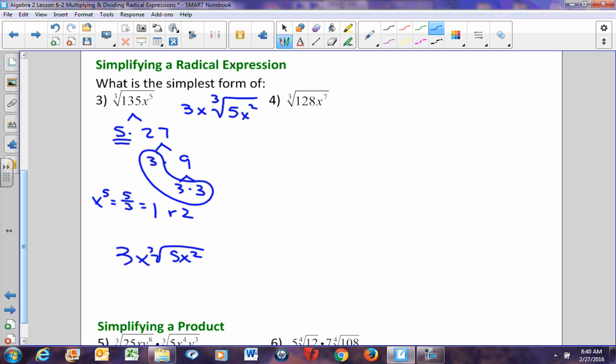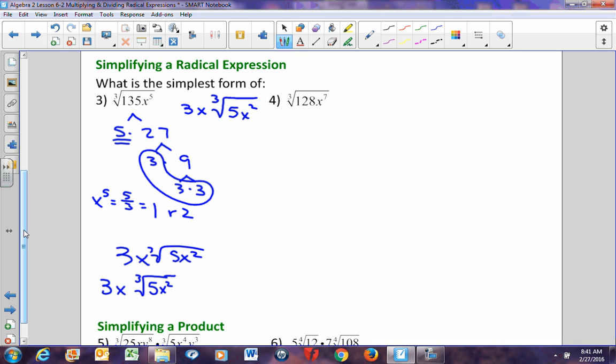Make it clear. This should be 3x cube root of 5x squared. And also make it clear that your root goes all the way over the x squared. I prefer if you take something out of the radical, you put it in the front rather than behind, so it doesn't look like it's still underneath the radical. Neatness counts in this chapter. Very important. Now let's look at the cube root of 128x to the 7th.